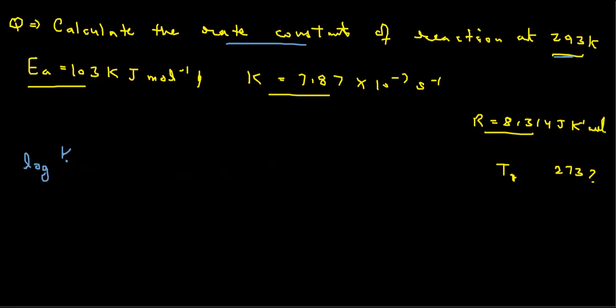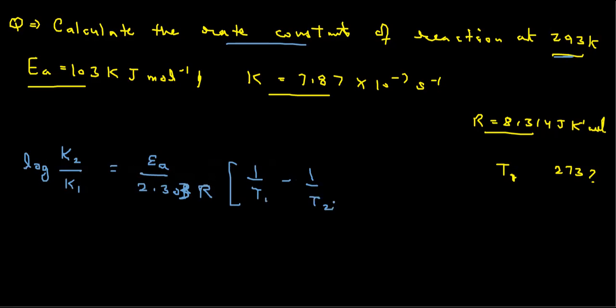The equation is log K2 by K1 is equal to Ea by 2.303 R, times 1 by T1 minus 1 by T2. This is the formula which we derive from the Arrhenius equation. Remember? So now guys, log K2 we have to find out.